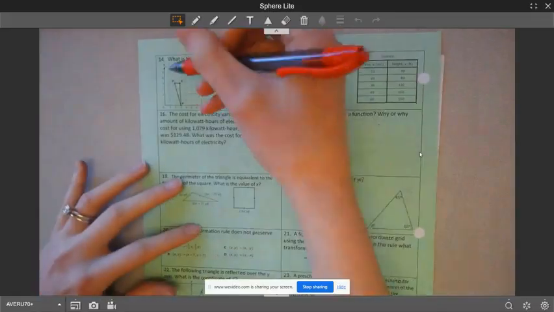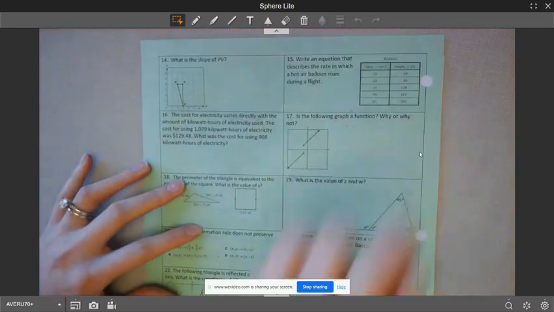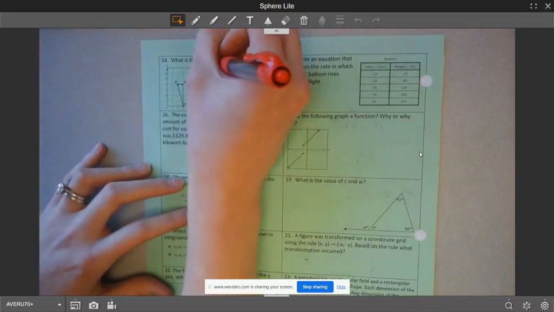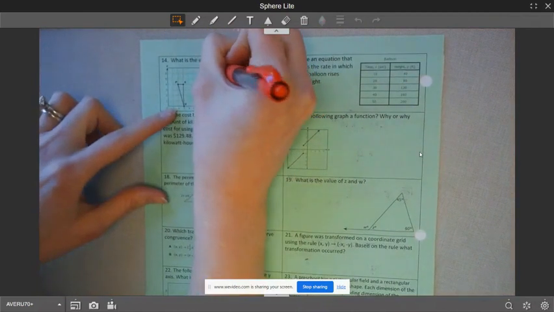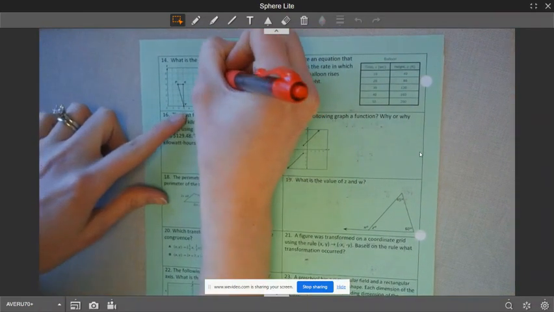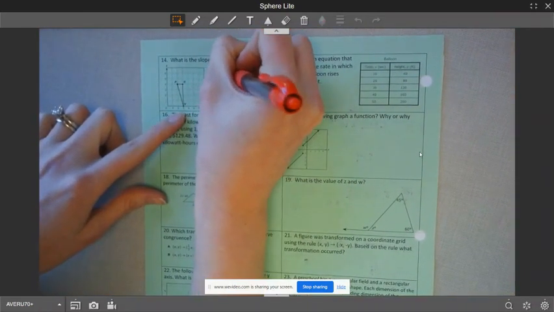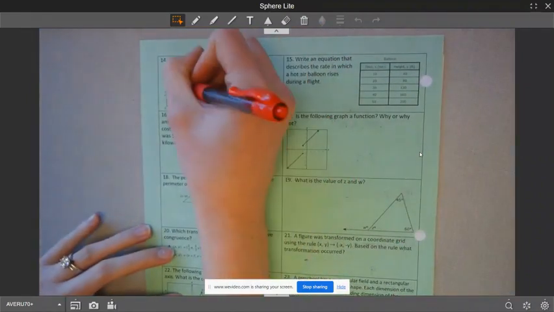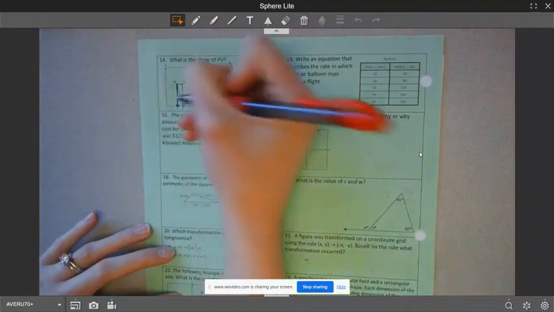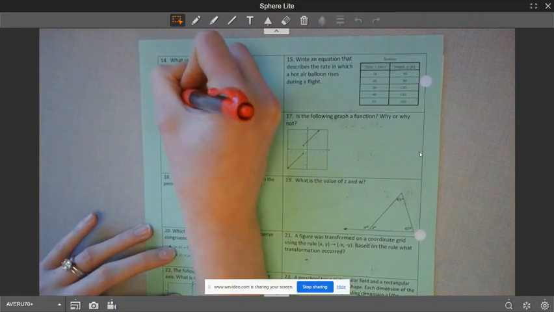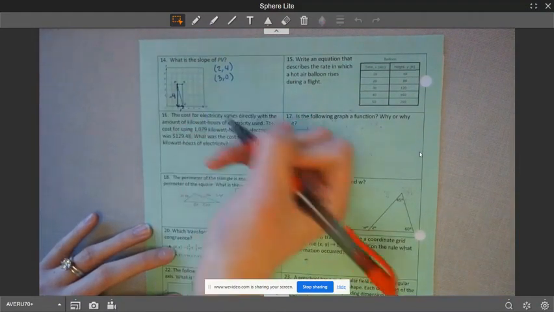The slope of PV. Okay, PV is our diagonal line we have here. So the point P is (2, 4) and the point V is (3, 0). There are 2 ways to do this. I can either do rise over run, and when I rise, I go down 4, and I go right 1.